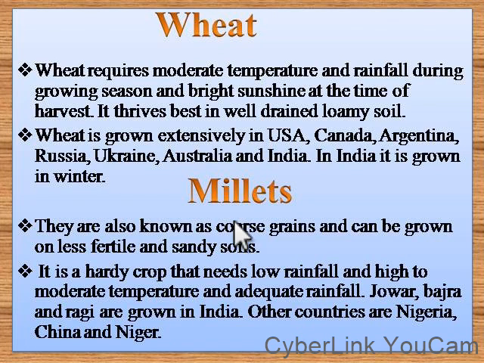Next crop is millets. They are also known as coarse grains and can be grown on less fertile and sandy soils. It is a hardy crop that needs low rainfall and high to moderate temperature. Jowar, bajra and ragi are grown in India. Other countries are Nigeria, China and Niger.